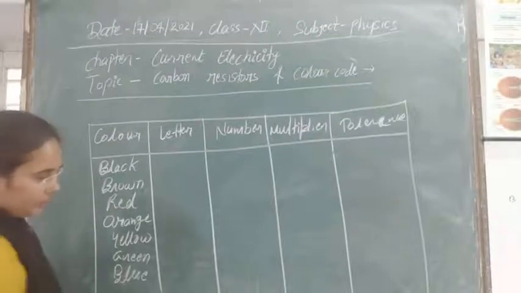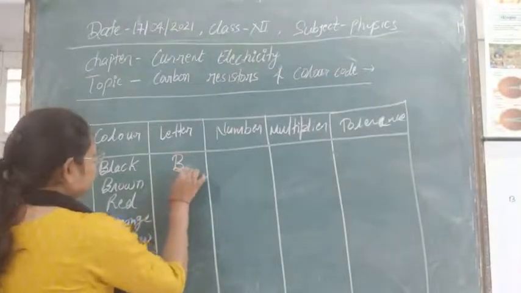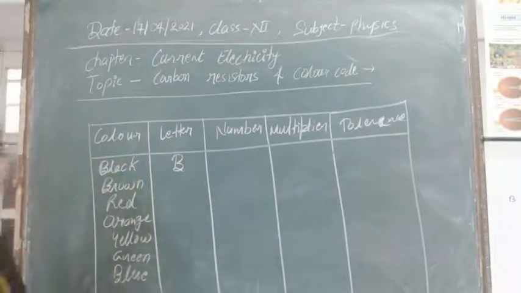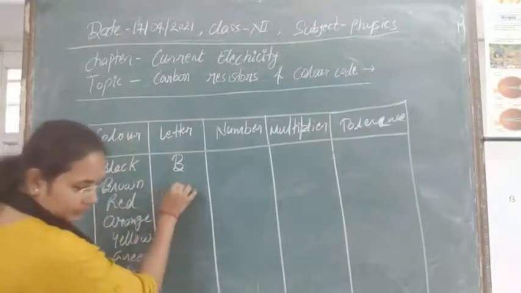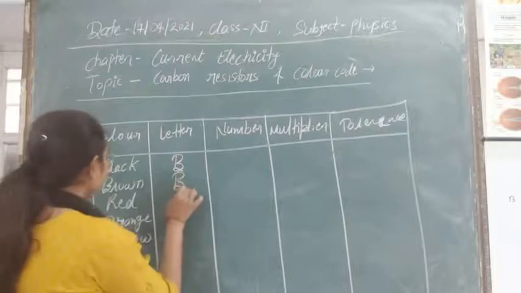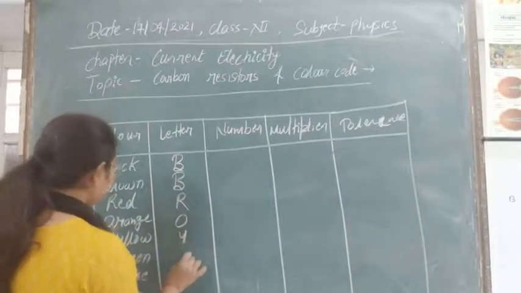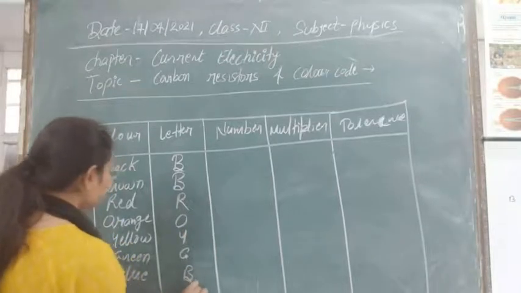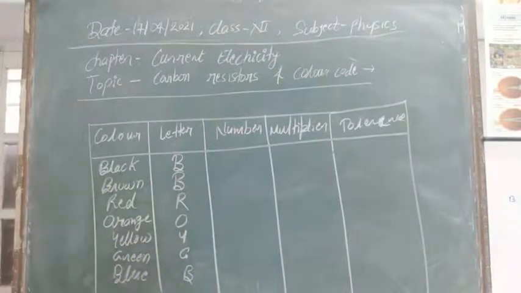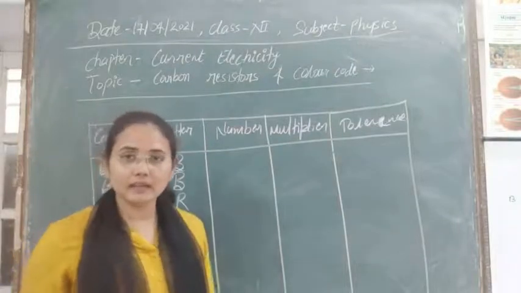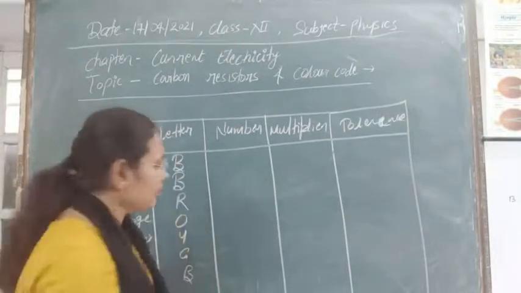After writing them, we can write their color names. Obviously, the color name is the first letter of the color. Here this is B, this is again B, this is R, this is O, this is Y, this is G, this is again B. And in the same way, for violet, grey and white, we will use V, G and W here.